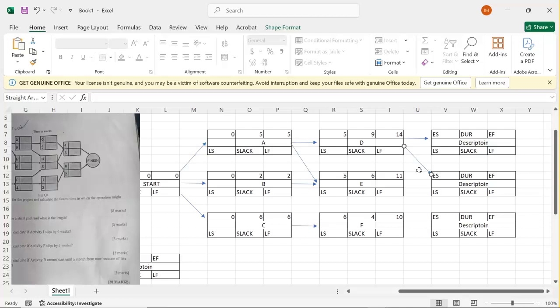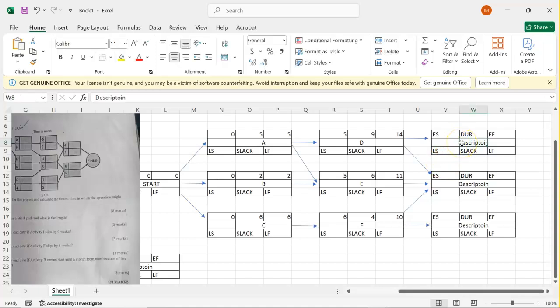Then when E is complete, H must start. When each E is complete, E must start. Again, when F is complete, the same E must start. Then there we have, when F is complete, I must start.